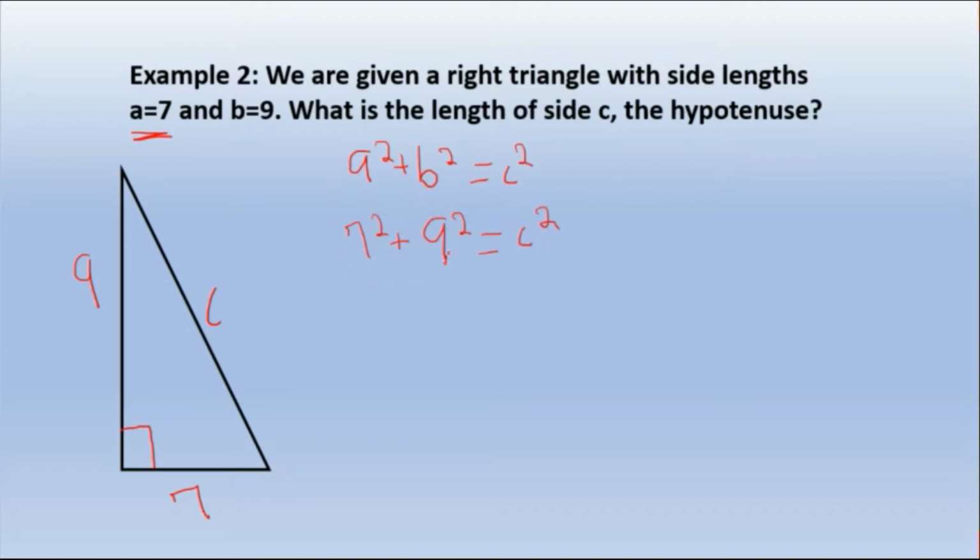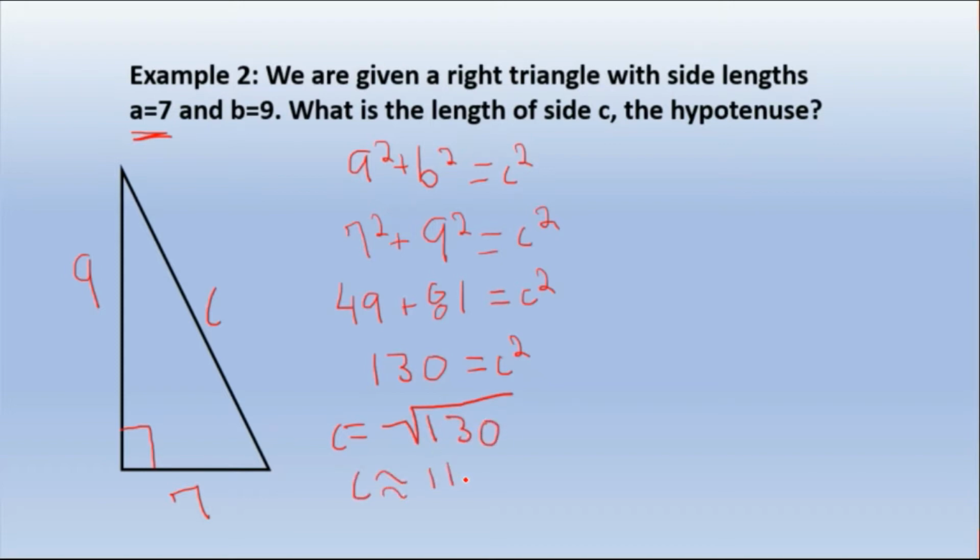Alright, so now we just have to simplify the left side here. We have 49 plus 9 squared, which is 81, and that's equal to c squared. Now we add these two numbers, so 49 plus 81, that's equal to 130, equals c squared. Okay. Lastly, we just have to take the square root of both sides, so c equals the square root of 130, or c is approximately 11.4.